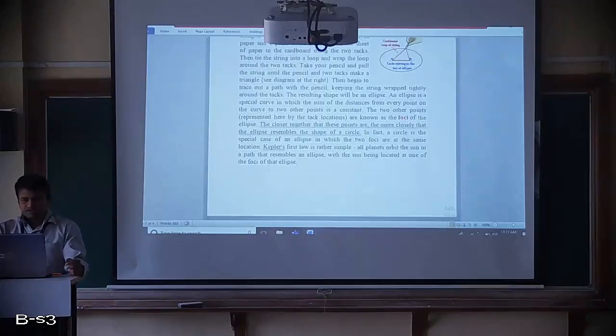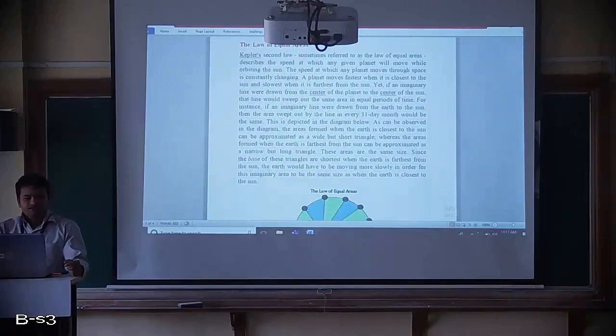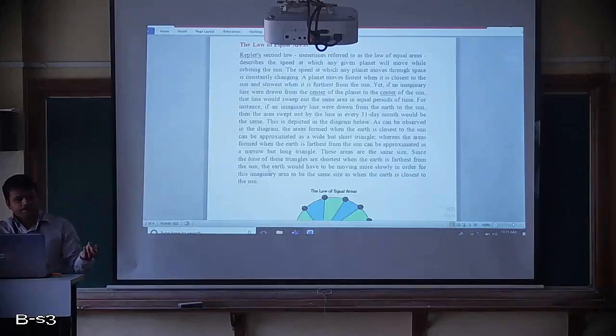So next we'll jump into the second law, the law of equal areas. We know that every planet will move around the center point, like the sun. Around the sun our Earth is moving. Mars is moving, and Jupiter is moving. These are moving around the sun. So now each and every planet will complete a circle in a particular path.